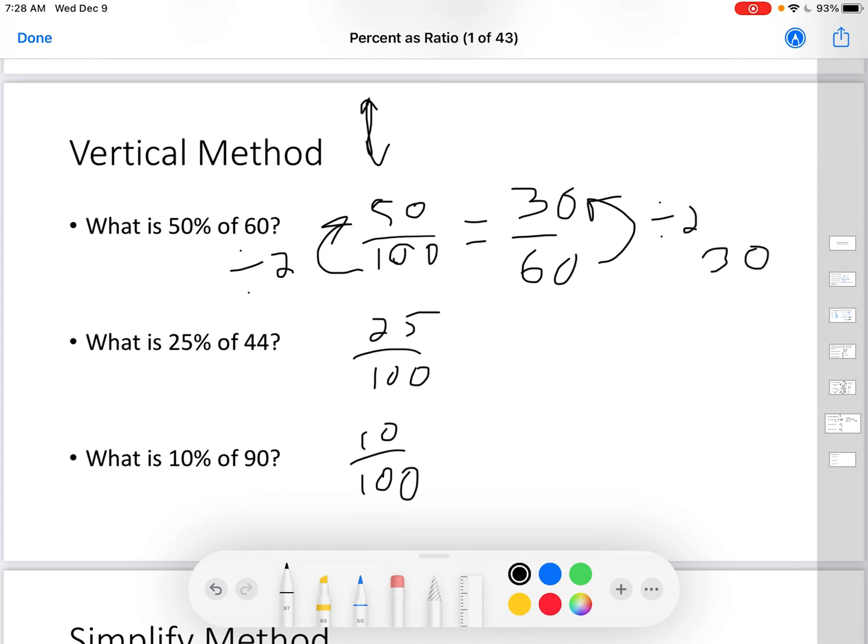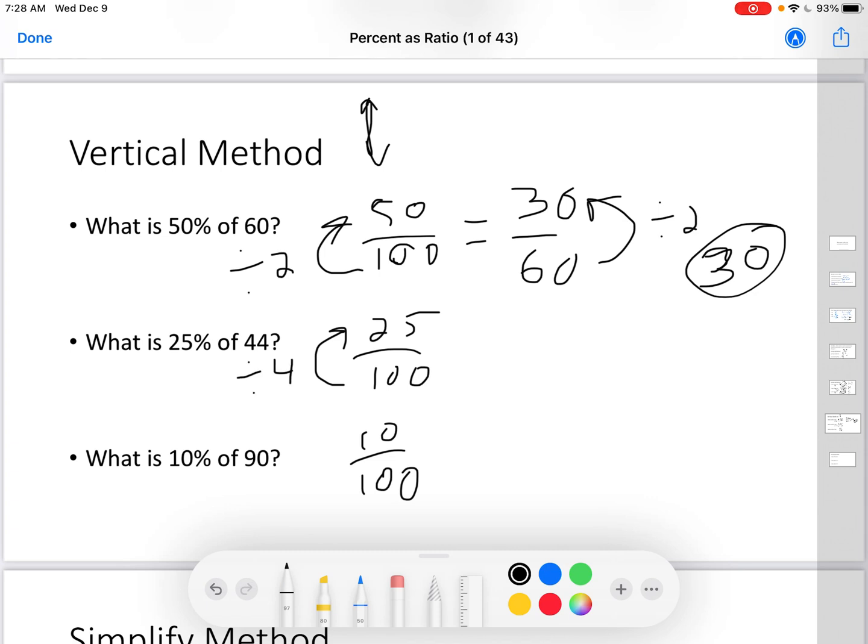Let's remember to write it and circle it as the answer. What is 50% of 60? It is 30 because it's half. Half of 100 is 50. Half of 60 is 30. Divide by 2. How do I go from 100 to 25?